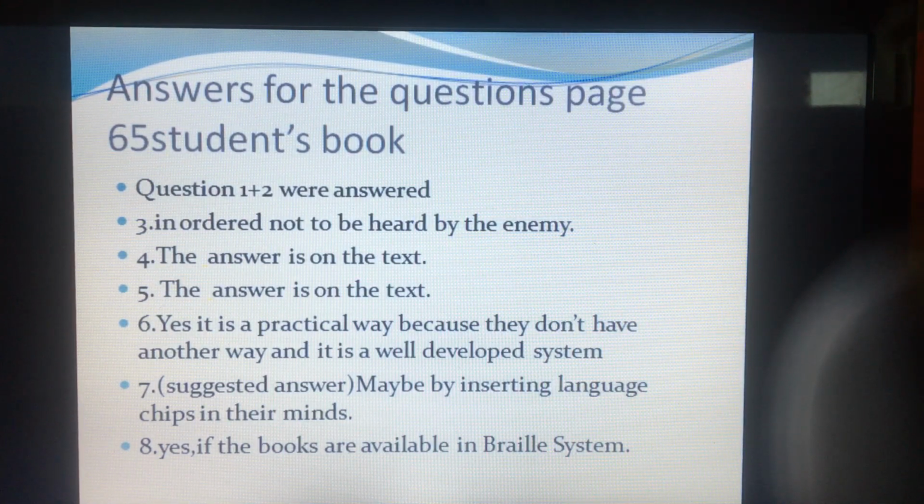Okay, and question 8 finally. Do you think blind people should be able to go to the same schools as people who can see? Why not? I agree if the books are available, if there are books for them using the Braille system. Otherwise, it will be, I think, difficult. So what do you think? Give me also your thoughts.